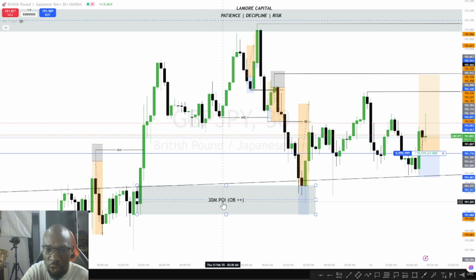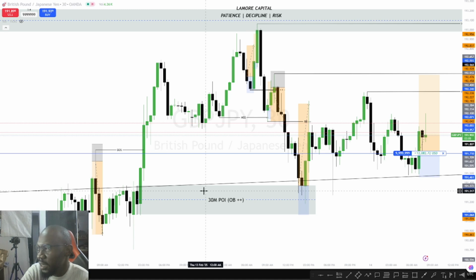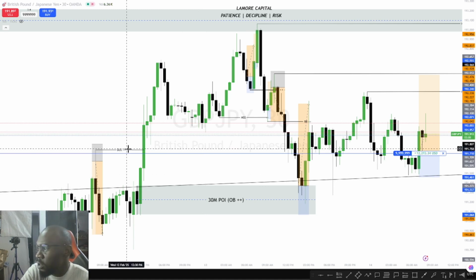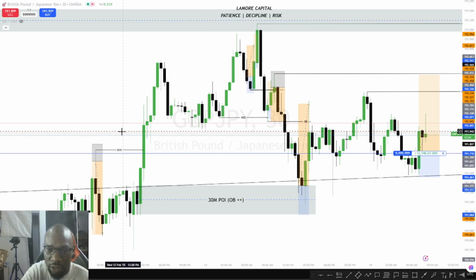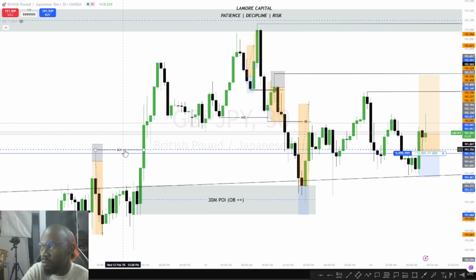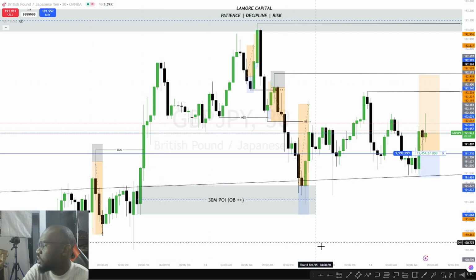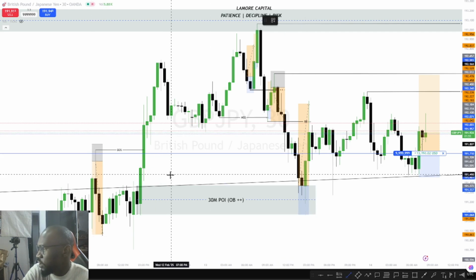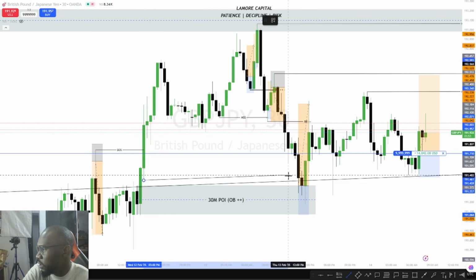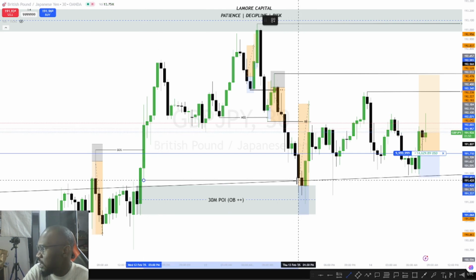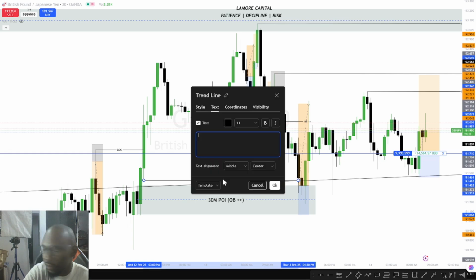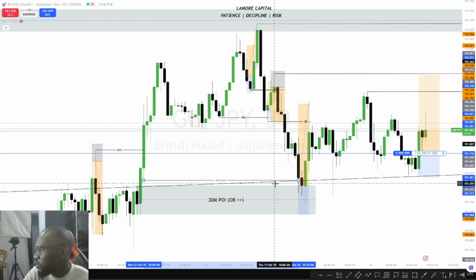So my strategy goes with 4 rules: breakup structure, order block, inducement, then I look for my entry. Let's count our rules together. We have a breakup structure here, we have an order block here, and we also have an inducement here. I intentionally did not draw this inducement. I wanted us to start this recap first. And this is our inducement here.